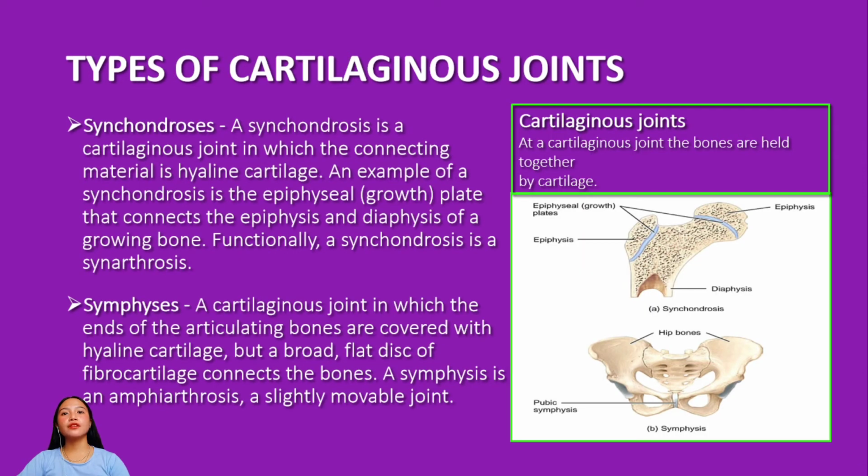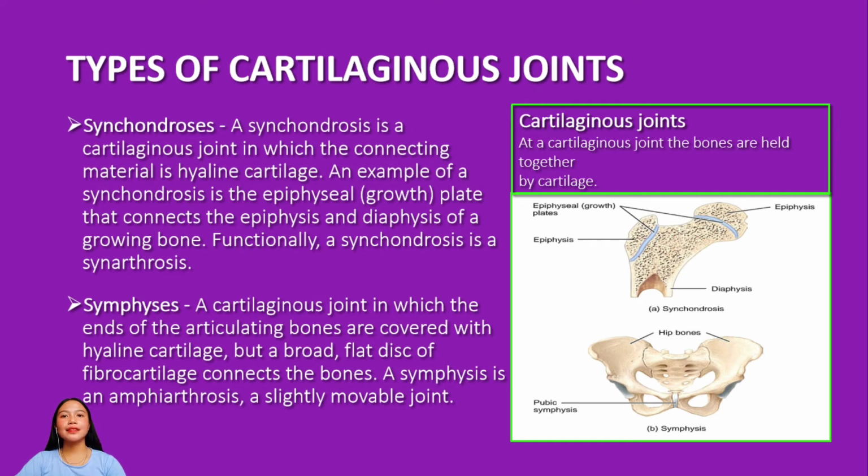Synchondrosis is a cartilaginous joint in which the connecting material is hyaline cartilage. An example of a synchondrosis is the epiphyseal plate that connects the epiphysis and diaphysis of a growing bone. Functionally, a synchondrosis is a synarthrosis. So, synarthrosis, as I said earlier, is an immovable joint. So, it means that synchondrosis cannot produce movement.